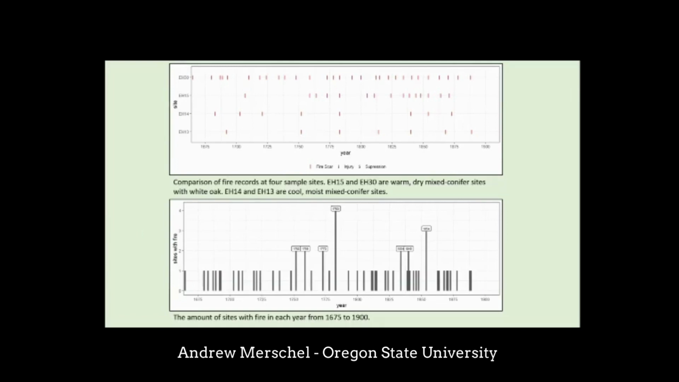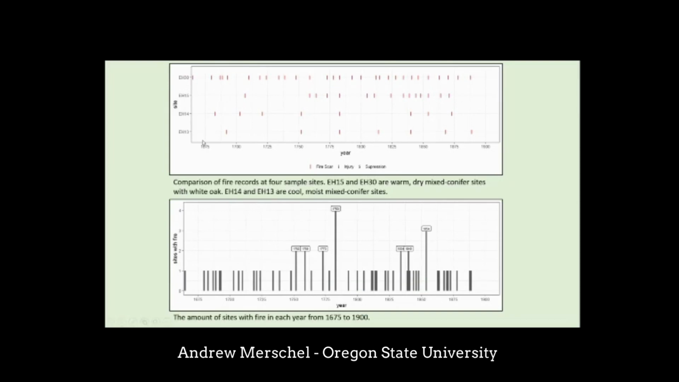Just look at the top slide. This is showing you the fires at each of the sites I just went over. So the bottom 2 sites, 13 and 14, those are the cool moist sites. 15 and 30 are the oak pine sites. And so at 15 and 30, you see this much higher frequency of fire happening about every 6 years.